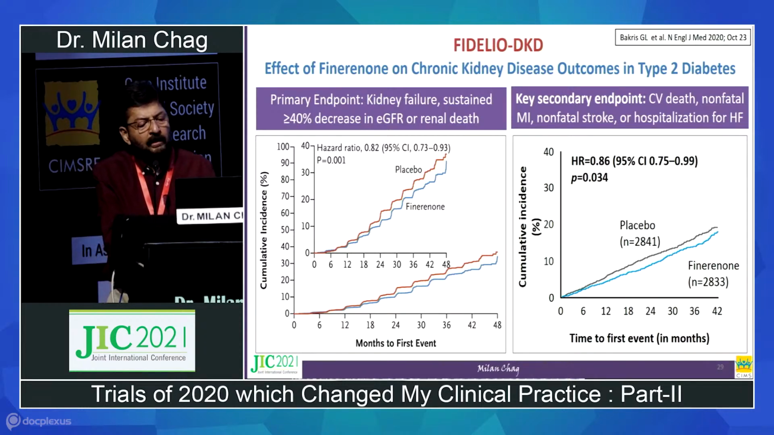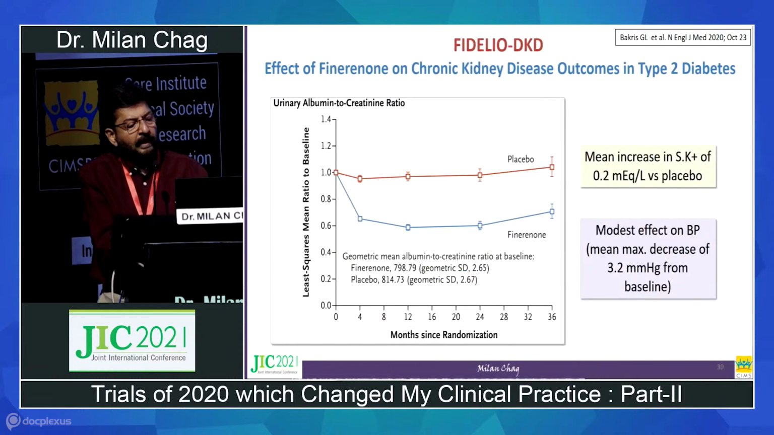And if you see the key secondary endpoint, that was cardiovascular death, non-fatal MI, non-fatal stroke, or hospitalization for heart failure, again significantly reduced with use of finerenone, almost 15% risk reduction. And even albuminuria was significantly reduced with finerenone, and there was not much increase in potassium, a 0.2 milliequivalent rise in potassium was noticed, and there was around a 3.2 millimeter of mercury fall in blood pressure. So there was not much hemodynamic or electrolyte imbalance.